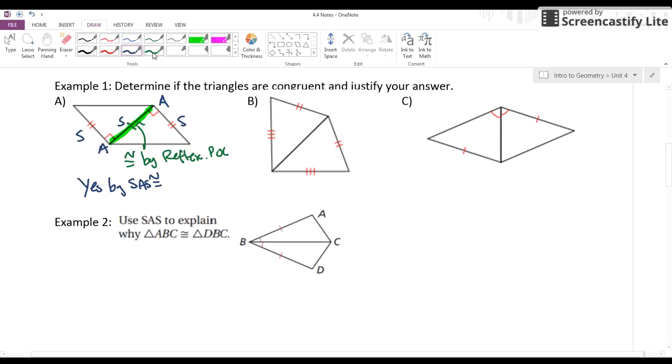So I'm starting this right here. You need to make sure for this type of problem, you include that in your justification. So this is the tricky part. Look for those reflexive sides, right? Take a look at B.